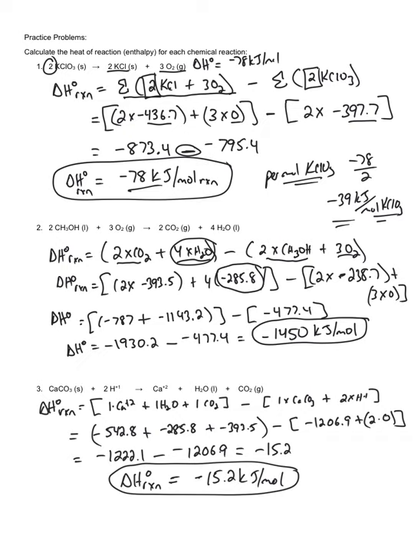Some students plug in negative 241.8, but again, negative 241.8 is the value for gaseous water, not liquid water. Make sure you look at the right substance and the right state of matter. The state of matter is critical because, again, if there's a phase change, the value of the enthalpy does change. Make sure you're looking up the right material and its right state, okay?